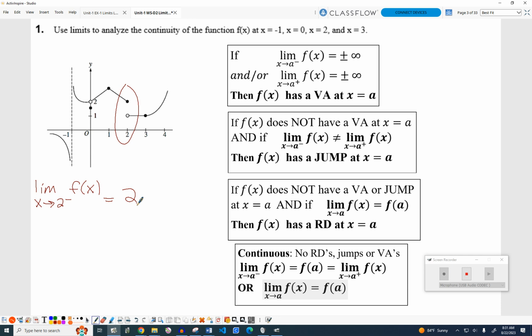I think because it's x going to 2 on the left-hand side, it's going to 2 instead of that jump, because if we did it on the right-hand side, it would be going to -1.